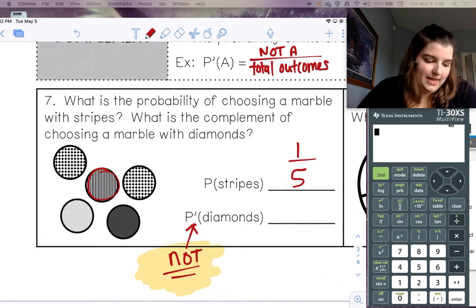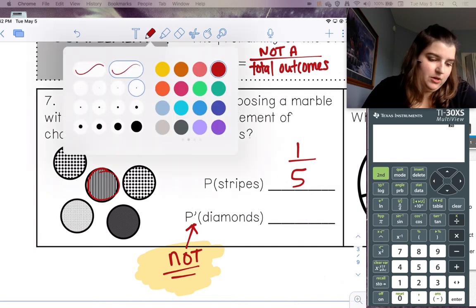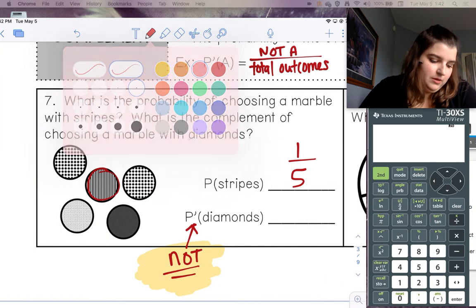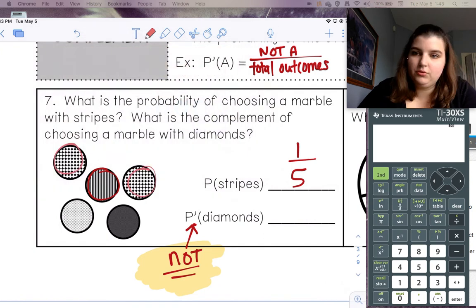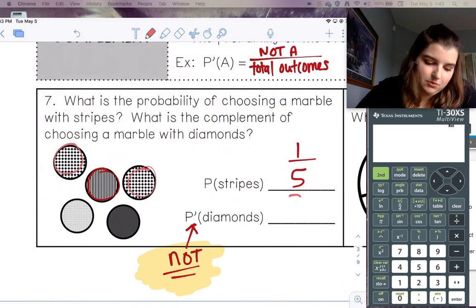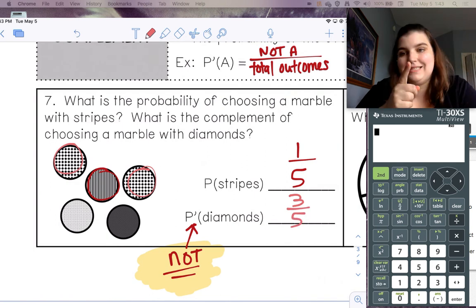So all the ways I can't get diamonds. So diamonds are these guys. So that's 2. So there's 3 other options. So that's 3/5 is the probability of not getting diamonds.